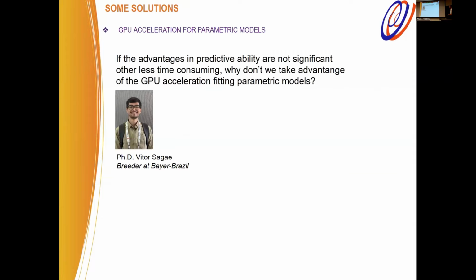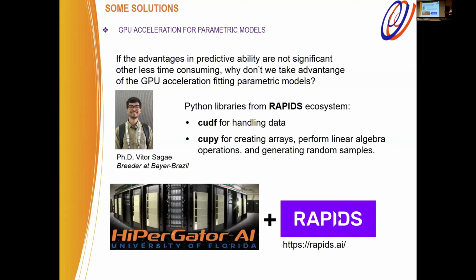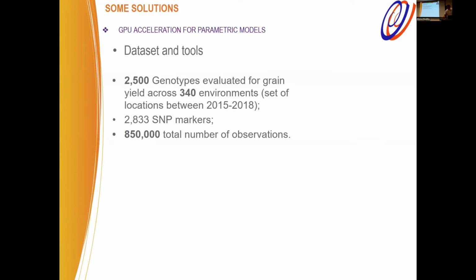This is when this student, Victor Seguet, now in Brazil, said that he will use Python, so he will translate everything we developed in R to Python and use these libraries from RAPIDS, cuDF, and CuPy, because those are very good to handle large data sets. So he combined this with HiPerGator, the supercomputer we have at UF, where we have these brand new GPU processors. And then he started challenging the implementation with some real data.